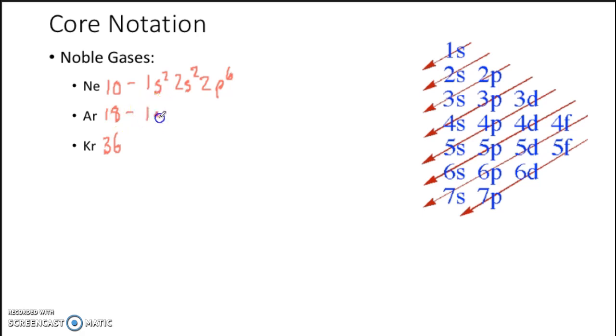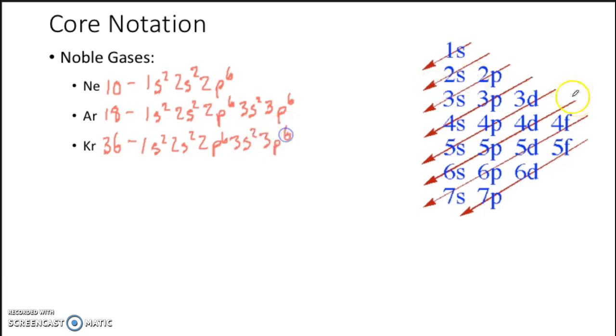All right, argon. Well, I know argon uses at least as much as neon. So I did these, make it a little faster. So that's my first 10. After 2p, I follow my arrow down to 3s. So 10 plus 2 is 12. After 3s, I zip over and follow to 3p. So I'm at 12. I need 6 more. 3p6. Okay, krypton, 36. Well, again, it's at least going to use what argon has. 1s2, 2s2, 2p6, 3s2, 3p6.